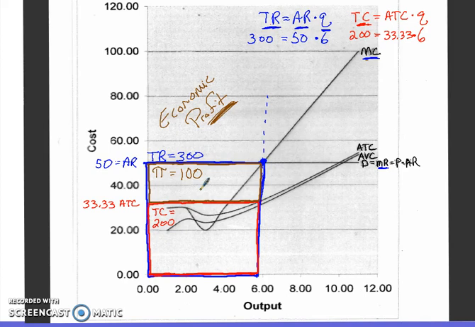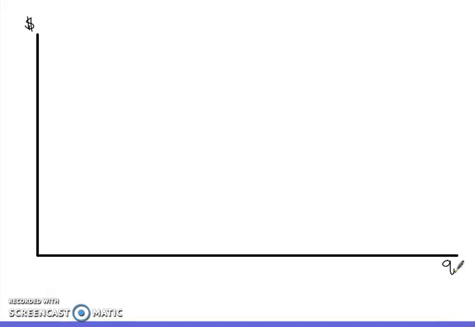Now what we want to do is do this in an abstract way, a very abstract way. So here's how we're going to do it. On this graph, I'm going to put quantity on the horizontal and dollars on the vertical, but I don't have any numbers anymore. I just know what my curves are going to look like.